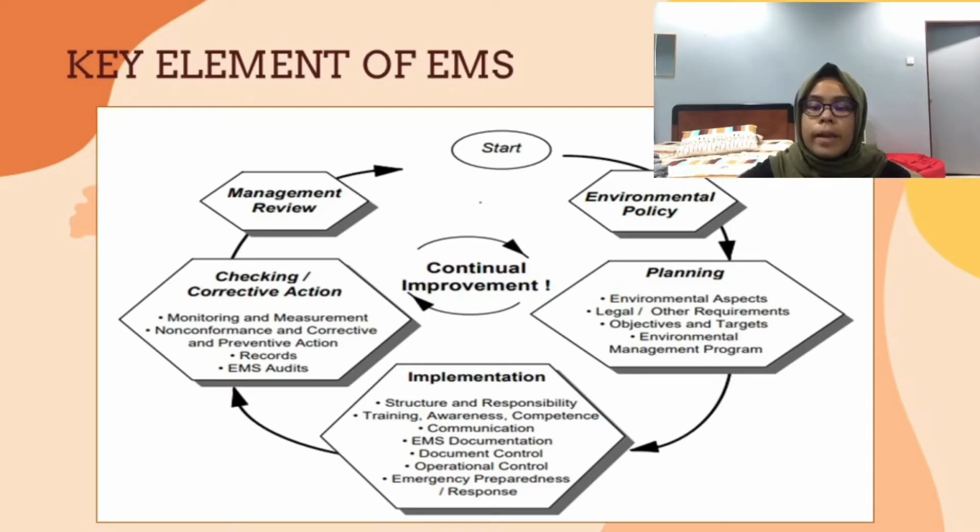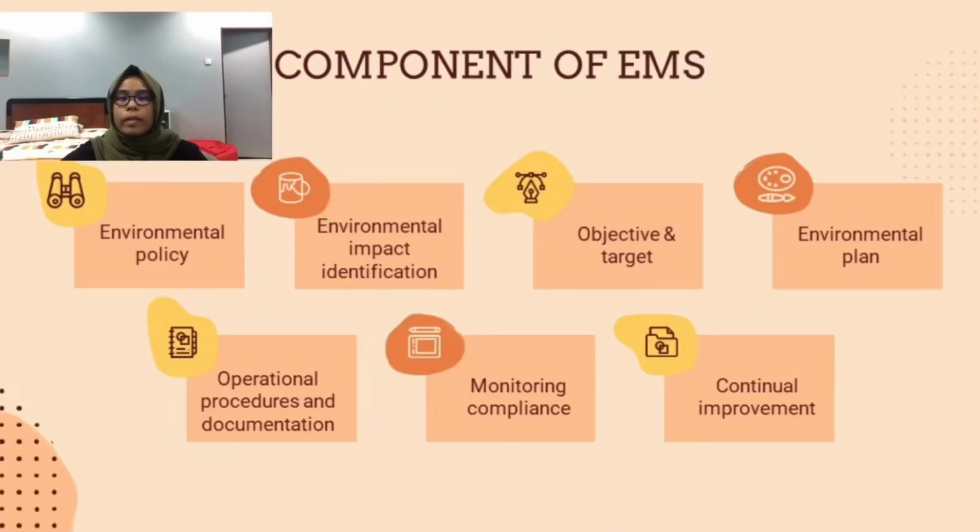For the key elements of EMS, there are 5 key elements: the environmental policy, planning, implementation, checking or taking corrective actions, and management review. Within these, there are several elements that can be considered: first, environmental policy; second, environmental impact and identification; third, objectives and targets; fourth, environmental plan; fifth, operational procedure and documentation; sixth, monitoring compliance; seventh, continual improvement.